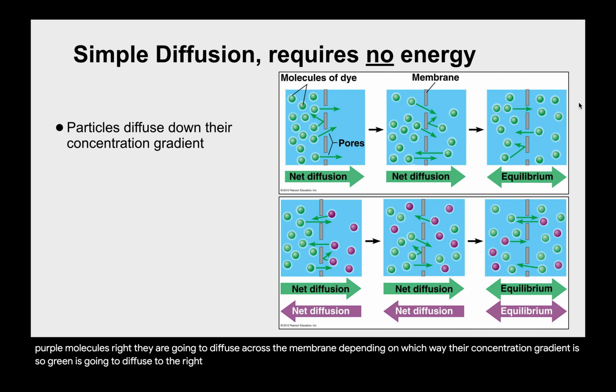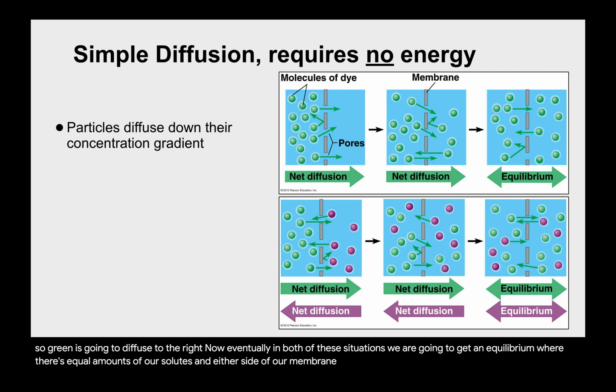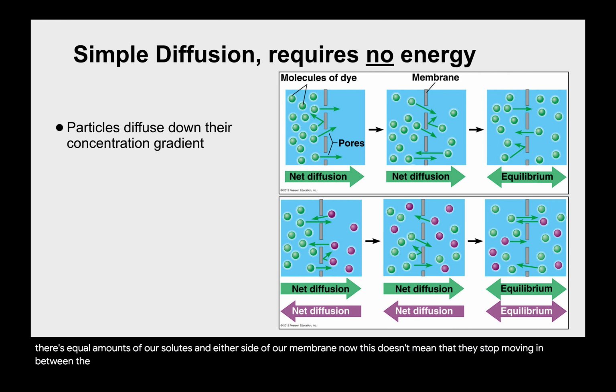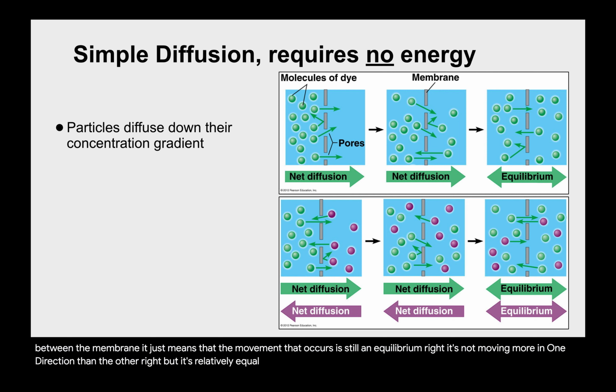Now eventually in both of these situations we are going to get an equilibrium where there are equal amounts of our solutes on either side of our membrane. Now this doesn't mean that they stop moving across the membrane. It just means that the movement that occurs is still in equilibrium. It's not moving more in one direction than the other, but it's relatively an equal amount of movement. We have reached equilibrium.